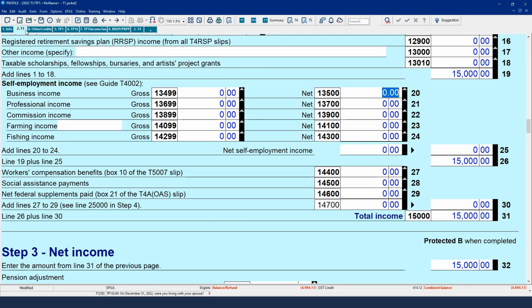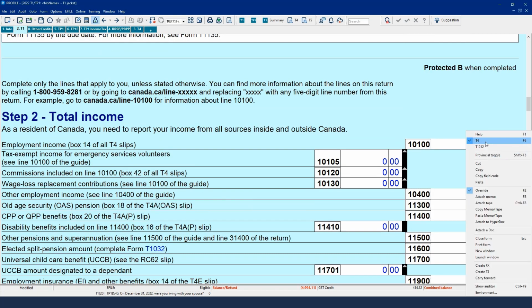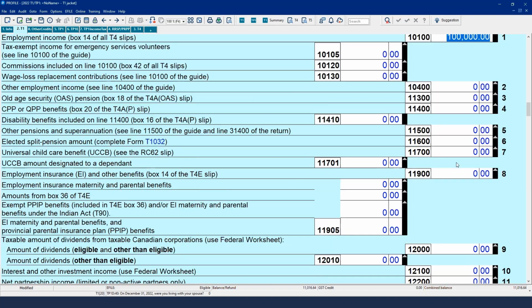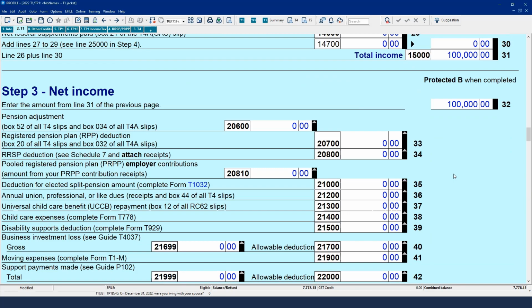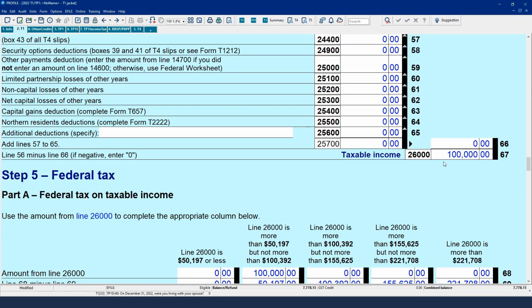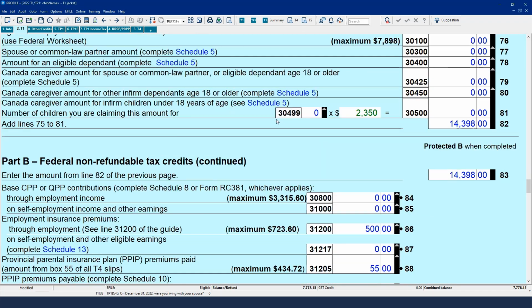So if I go back to the T1 and look at my non-refundable tax credits, I have to remove the override that I have here. So there's my $100,000 of income. I'll remove the taxable capital gains as well. So I've got 100,000 of taxable income right over here. I owe 17,739. So let's look at my non-refundable.